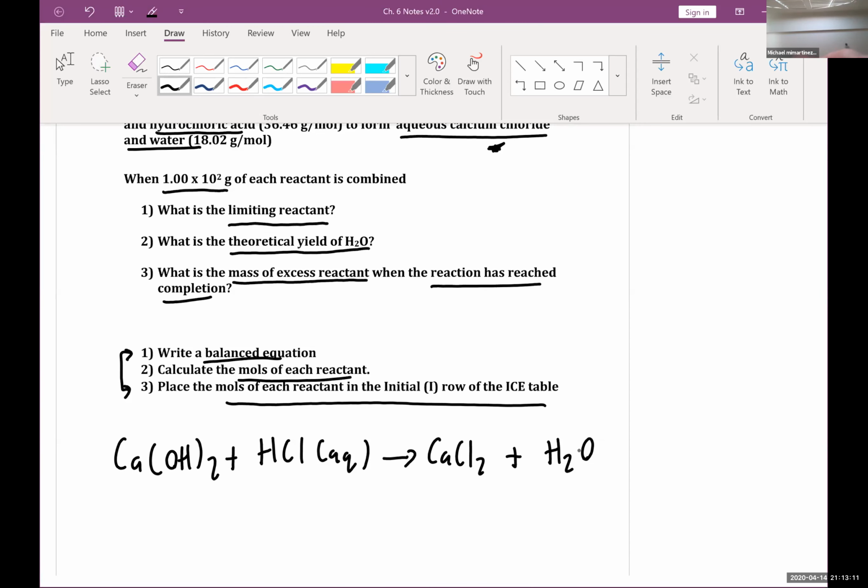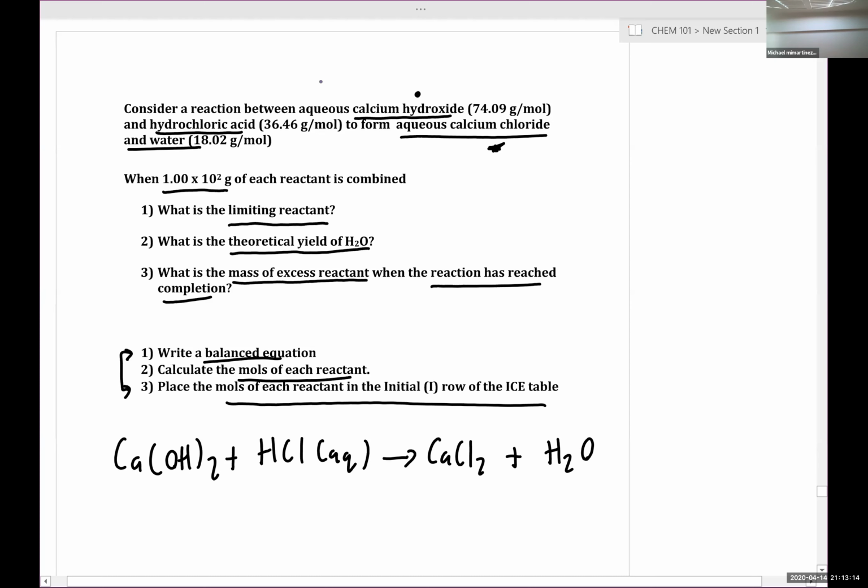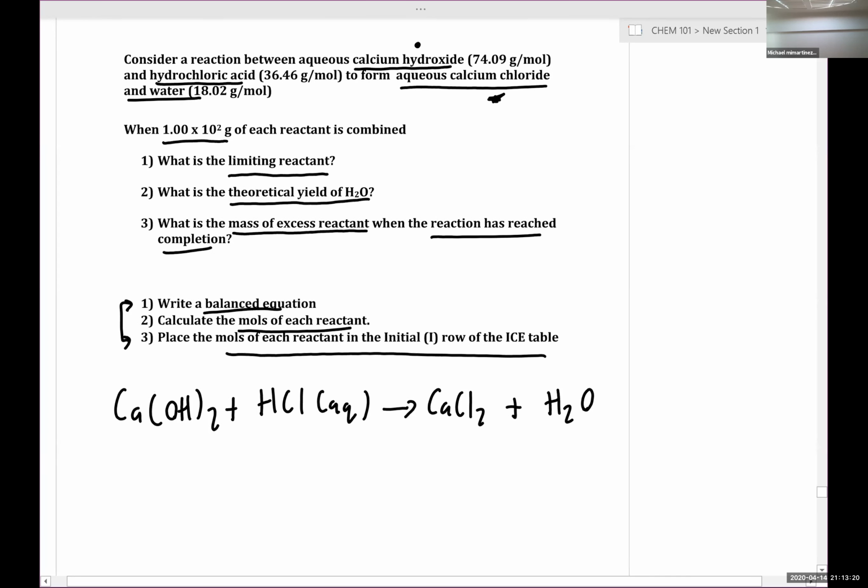Okay, now all we have to do is fill in our reaction coefficients. And on that note, my question to all of you is this: is this equation balanced as written? No. What element is not balanced? Chlorine. Yep, we have 2 chlorines on the right. We have 1 chlorine on the left. So what coefficient do we need? What times 1 would give us 2? What coefficient do we need? 2.